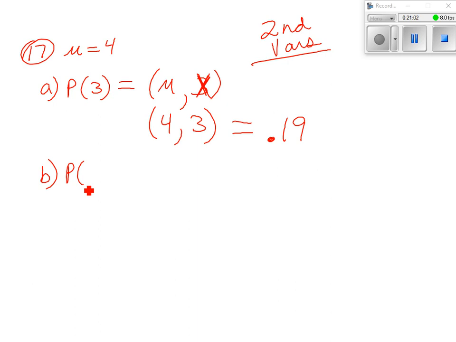0, 1, 2. Is that it? And 3. So we want to find all those. The easiest way to do this, instead of going to Poisson PDF, go to Poisson CDF, and you go up to the highest number that you want to include.